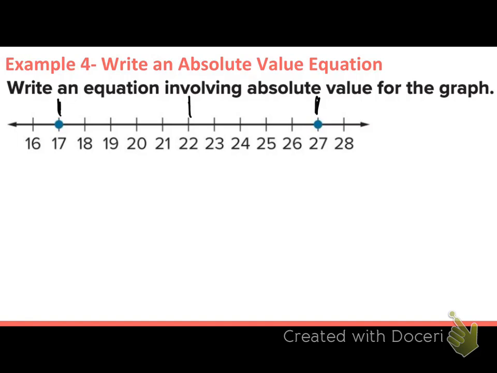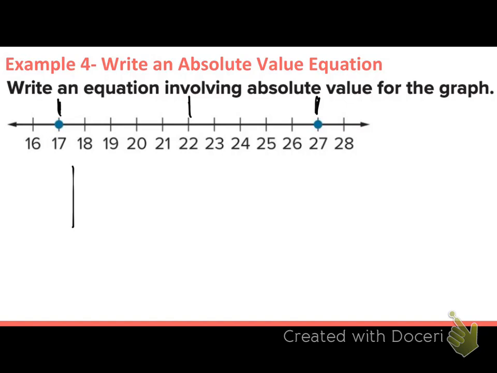Let's start from 22 and count out to 27. 1, 2, 3, 4, 5. If it's the same going the other way, then yeah, that's my midpoint. 1, 2, 3, 4, 5. Everyone okay with that? Everyone agree that 22 is my midpoint? Yes, sir. Any confusion on that? Okay.